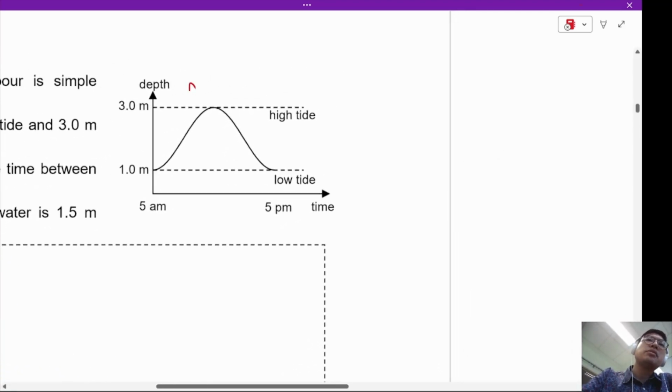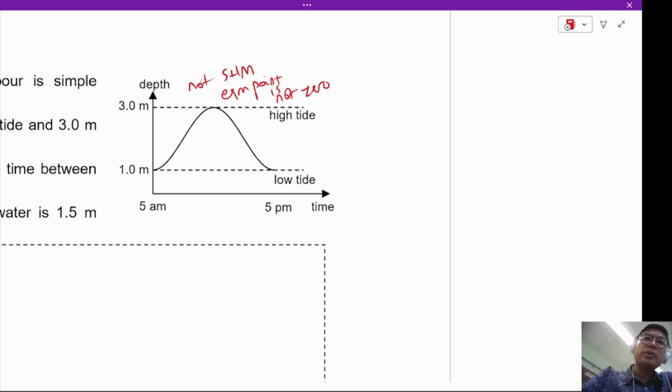This graph is not a SHM because the equilibrium point is not 0. Okay, so this is not a cosine graph at all. Now what we need to do is to find the equilibrium point over here. Then we can turn it into a cosine graph. And the equilibrium point is at 2 meters depth. So now we shift the whole graph downwards by 2 meters, okay?